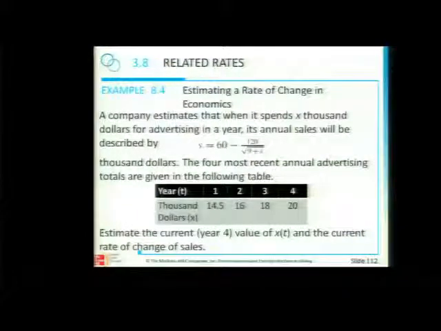S is the annual sale, so how many units of this product you can sell, or how much money it can collect from the annual sales. And this will be in terms of the cost of advertisement, X. So of course, if the advertisement goes up, then the sale will go up also. You can see that from this equation. The sale is in thousands of dollars.